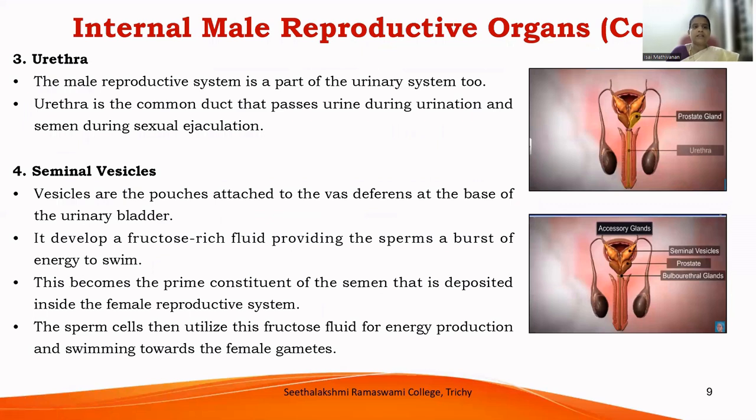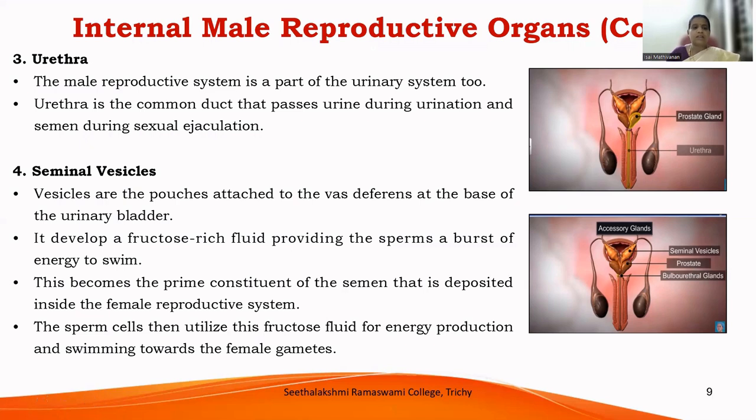The third one is the urethra. As I mentioned earlier, the male reproductive system is a part of the urinary system too. The urethra is a common duct that passes urine at the time of urination and semen at the time of sexual ejaculation. And the fourth one is the seminal vesicles.